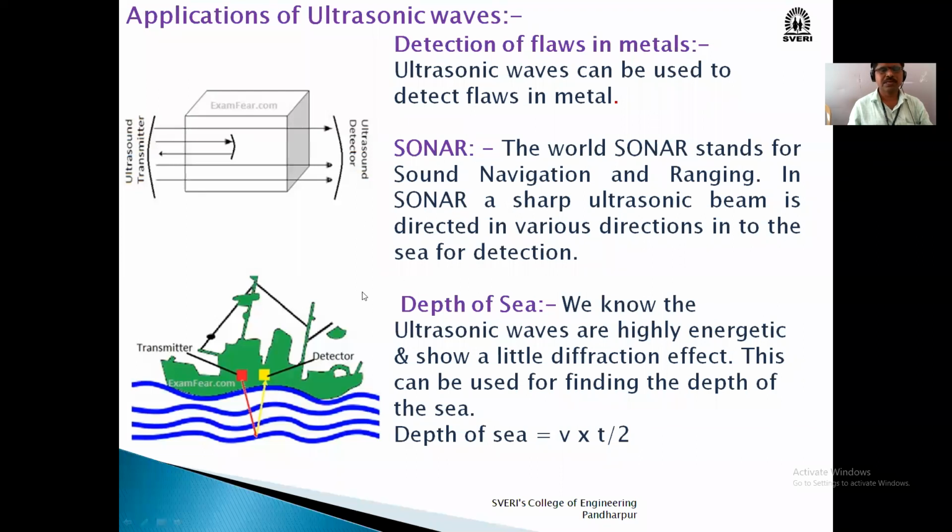Detection of flaws in a metal. Okay, here, detection of flaws. Flaws mean a crack or hole present inside the crystal. Assume that a crack is present here. One crack is there inside the crystal. Just from looking outside, we are not getting any idea. The crack is there inside this crystal.